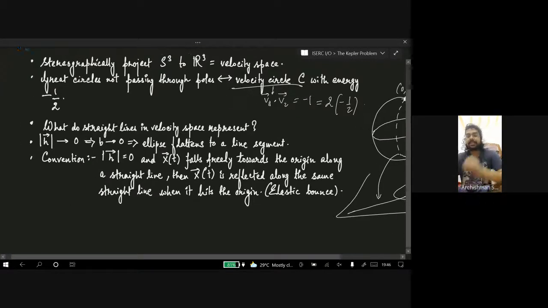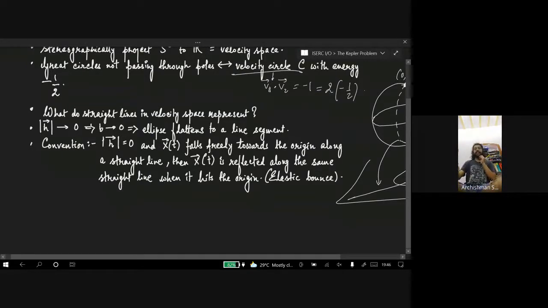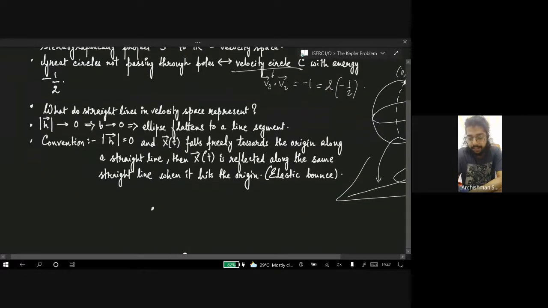And to understand this, let me mention that as the angular momentum goes to zero, the semi-major axis, the semi-minor axis of the ellipse goes to zero. So the ellipse actually flattens to a line segment. And here we'll use a convention. The convention is that if the angular momentum is zero, the ellipse flattens to a line segment. So you have some kind of a line segment over here.